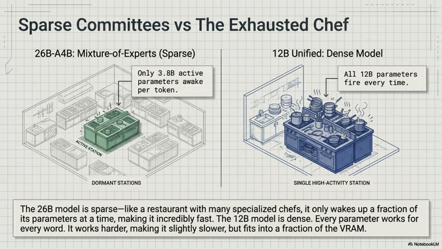And the 12B model is a dense model, so it's like one incredibly talented, deeply exhausted chef doing the entire tasting menu completely alone. That's exactly it. Every parameter fires for every token. So it works harder, which makes it slightly slower, but, and this is the key, it requires way less total space. It only used 9 GB of VRAM. Which means the 12B won massively on memory usage.